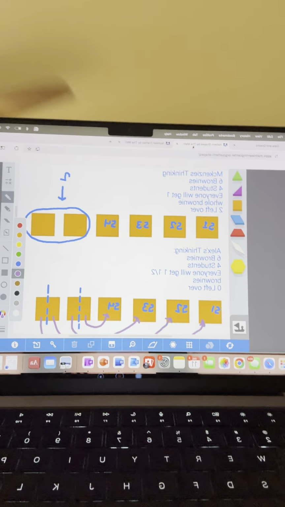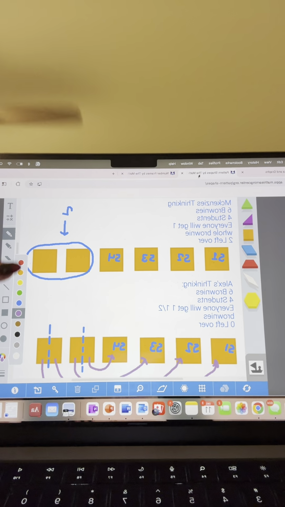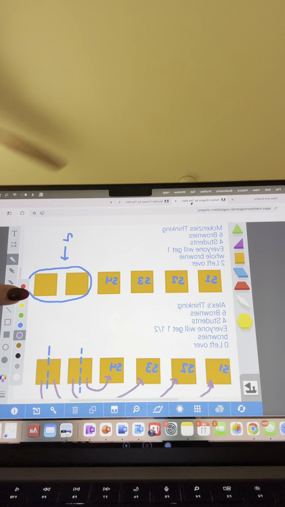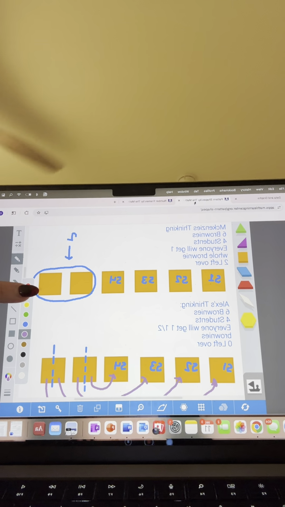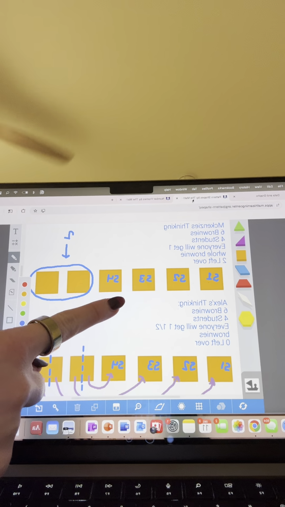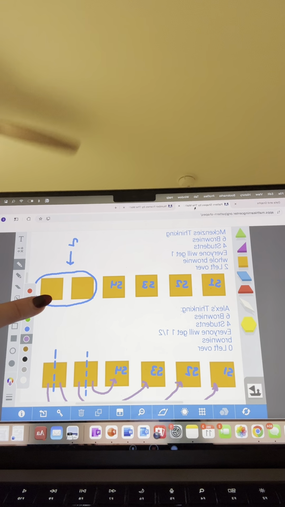So just kind of writing out what I just said. Mackenzie's thinking: there's 6 brownies and 4 students. So everyone will get one whole brownie and there's 2 left over. And this just says student 1, student 2, student 3, student 4, and then there's 2 brownies left over.